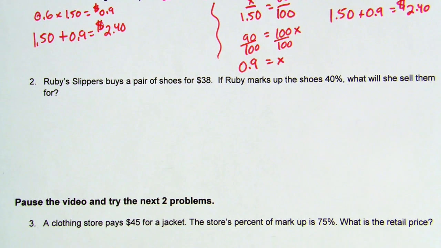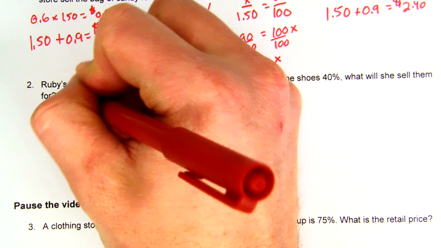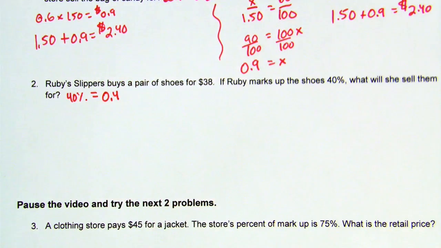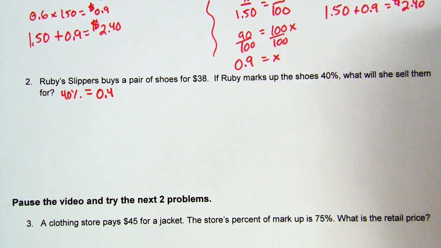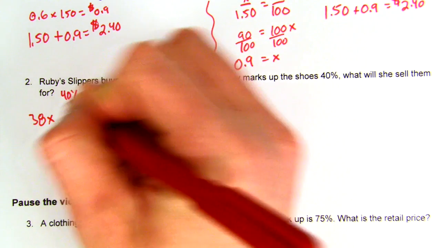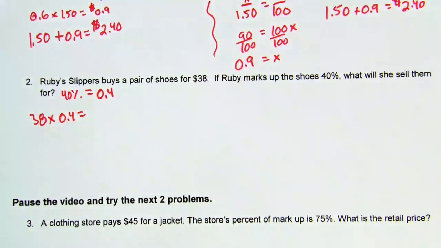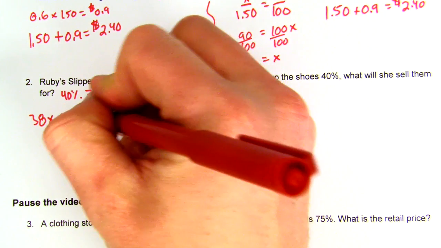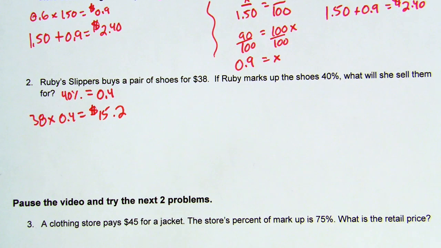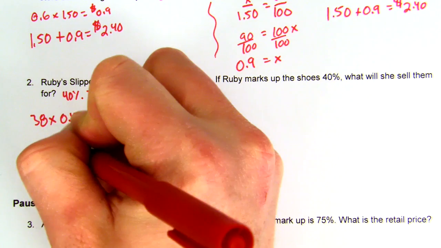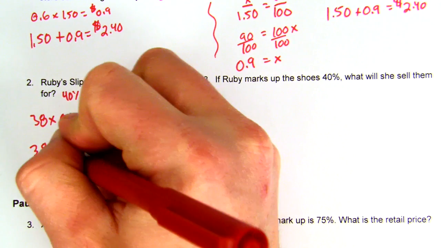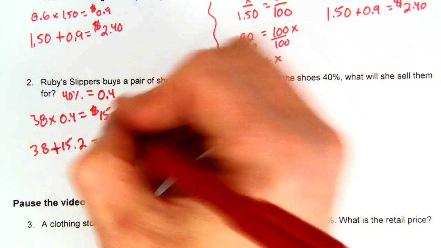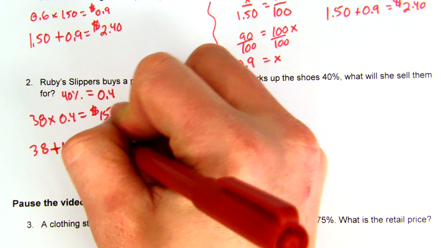Alright, number 2. Ruby Slippers buys a pair of shoes for $38. If Ruby marks up the shoes 40%, what will she sell them for? So I first change my percentage, which is 40%, to a decimal, which is 0.4. Let's go ahead and multiply that by 38, which is my original price, and I get an answer of $15.20. Take my original price of $38 and add on the $15.20 because that's how much it's being marked up, and I get an answer of $53.20.